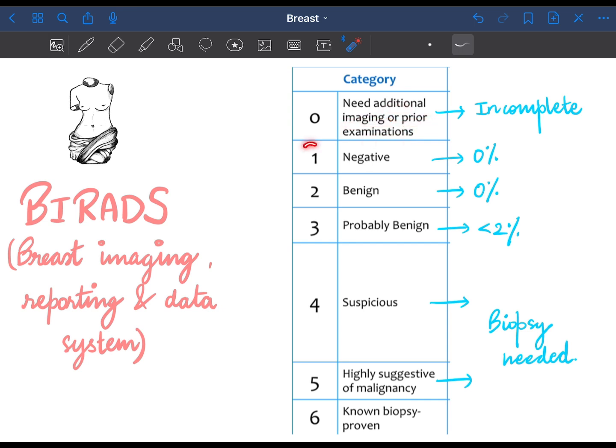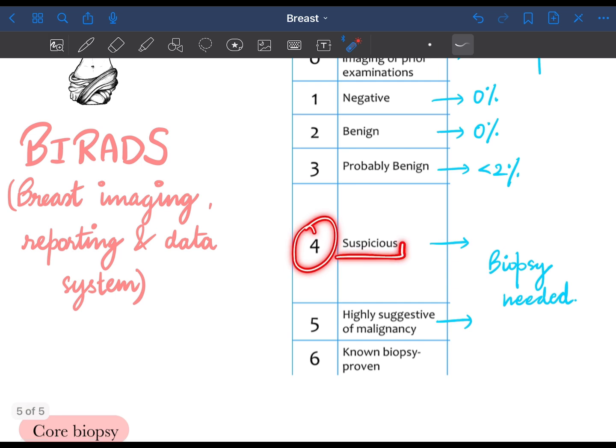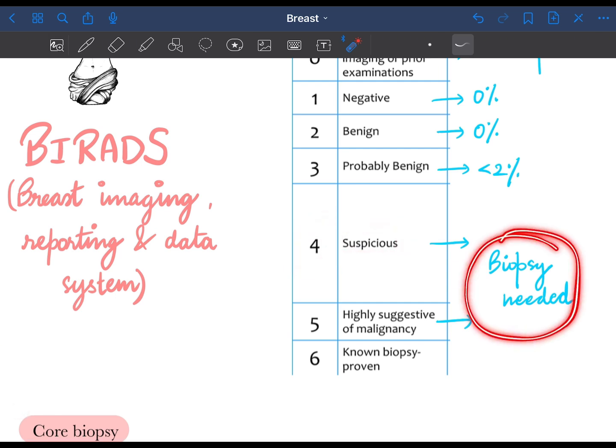Category 1 means negative, and that is 0% chance of malignancy. Category 2 refers to benign, and that also has 0% chance of malignancy. Category 3 is probably benign, so it has more than 0% but less than 2% chance of being malignant. Category 4 is suspicious of malignancy and we need to perform biopsy. Category 5 is highly suggestive of malignancy, around 95% chance of being malignant. And category 6 is known biopsy proven malignancy. So this is about BI-RADS scoring.